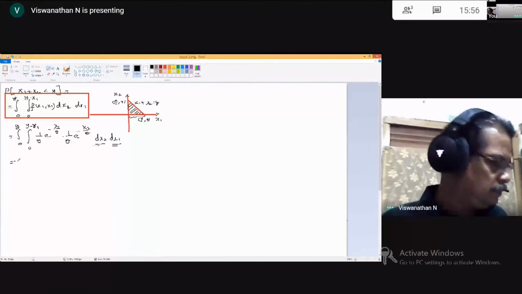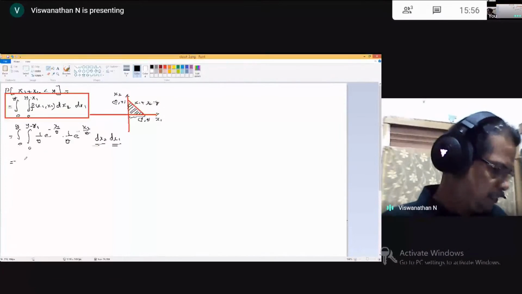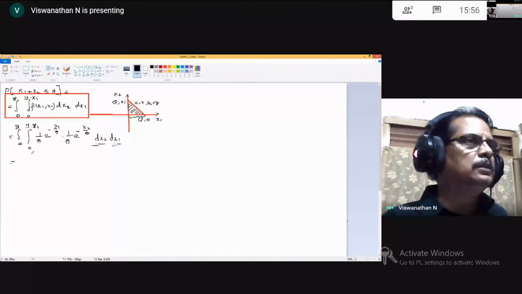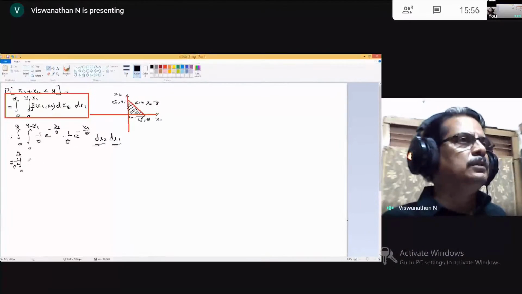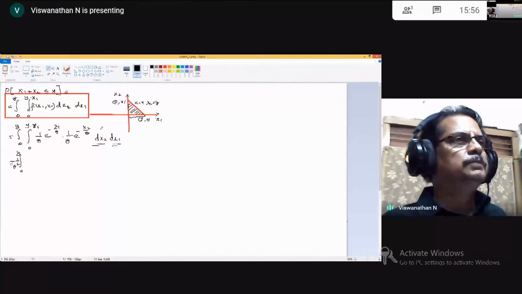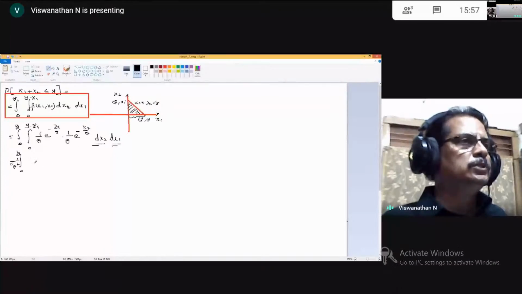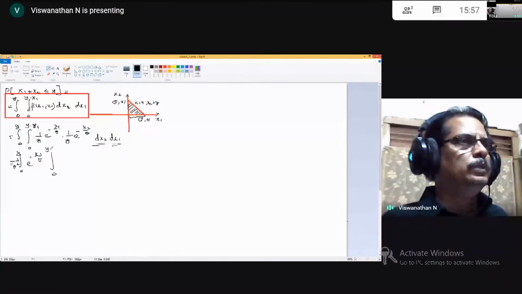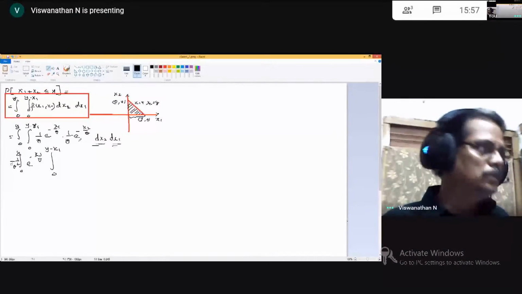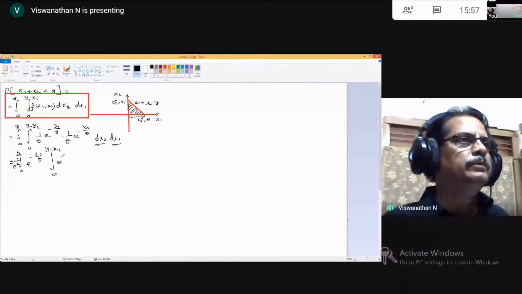So this is equal to, we can use simple integration techniques that we have. 0 to y. Here we have 1 by theta, here we have 1 by theta, that can be taken out, 1 by theta square. When we integrate with respect to x2, x1 is constant, so e power minus x1 by theta, we can take it out. And we have integral 0 to y minus x1, e power minus x2 by theta dx2.